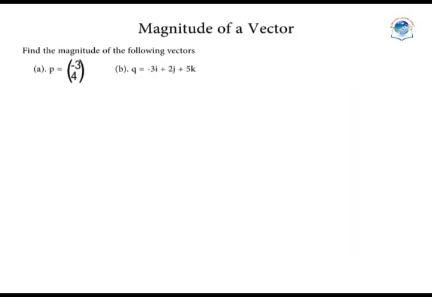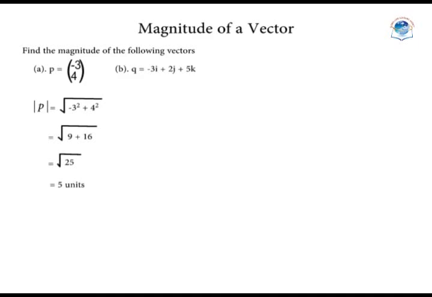For example, find the magnitude of the following vectors. A, P = (-3, 4). B, Q = -3i + 2j + 5k. In the solution, A, P = (-3, 4). And so we shall have the square root of (-3) squared plus 4 squared. That gives us 9 plus 16, 25, and the square root of 25 is 5. And so the modulus of P is 5 units.